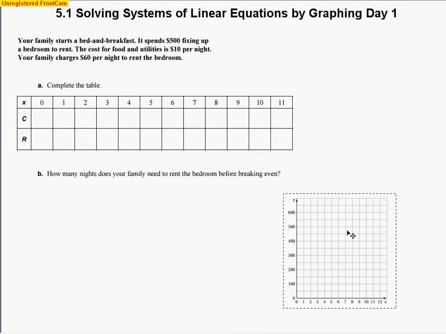This is the tutorial for Chapter 5, Section 1, titled Solving Systems of Linear Equations by Graphing. It's the first day. So let's take a look at our first problem here.